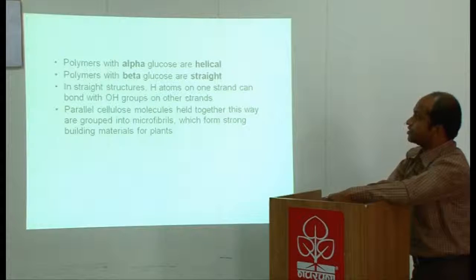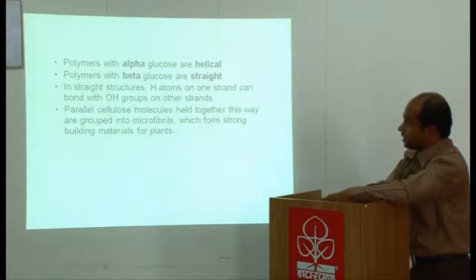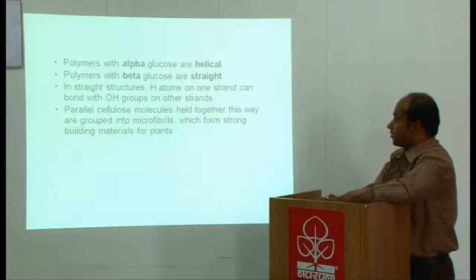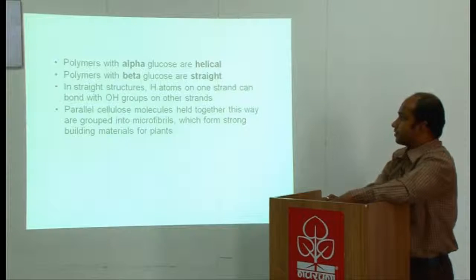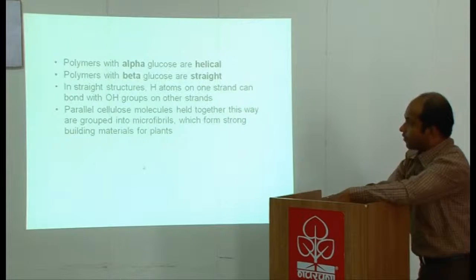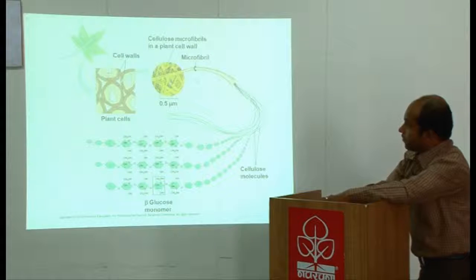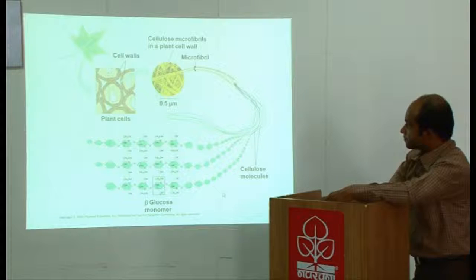So, in case of a straight structure, the hydrogen atoms on one strand can bond with the hydroxyl groups of the other strands. In case of cellulose molecules, these are held together into microfibrils, and these form very strong building materials for plants. Say, for example, here these polymer molecules are entangled into microfibrils where you have a beta linkage.